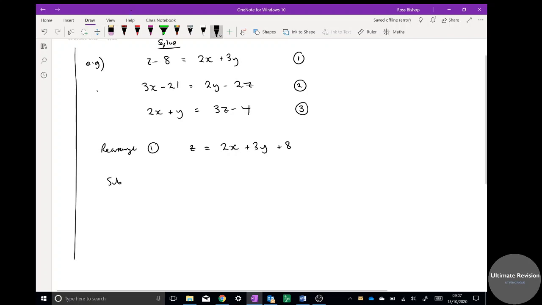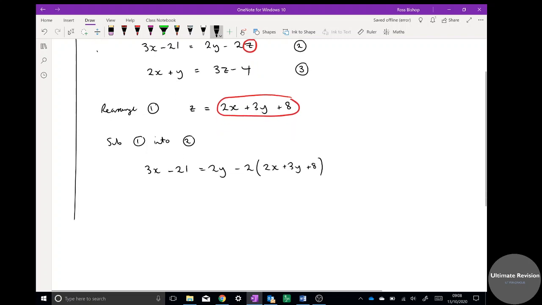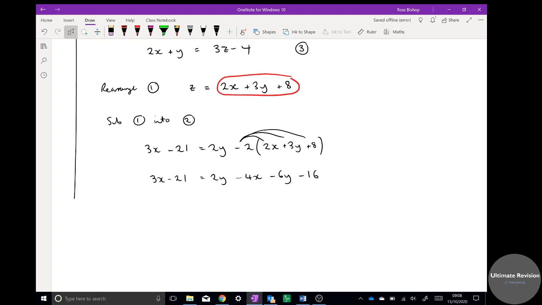I'm now going to substitute that, so sub 1, the rearrangement of 1, into equation 2. So wherever I see a z, I'm going to take the z out and I'm going to put in that, because they're exactly the same. So I can say 3x minus 21 equals 2y plus 2, take the z out, and 2x plus 3y plus 8 in instead of it. Just going to tidy this up a little bit. Multiply out brackets. Okay, tidy it up a bit more.